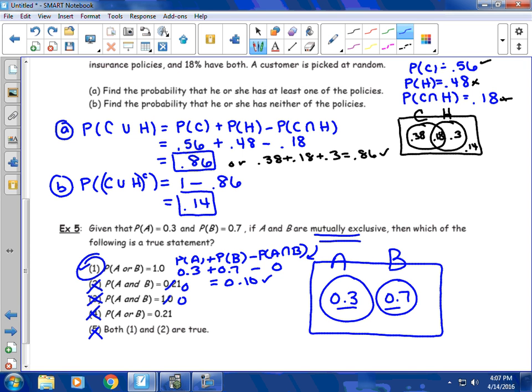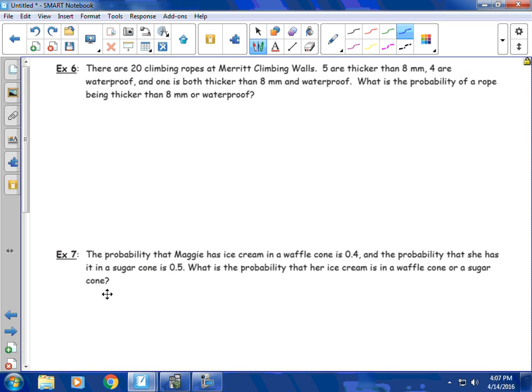All right, last page, last one. Oh, just kidding. There's 2 more, but they're short. There are 20 climbing ropes at Merritt climbing walls. 5 are thicker than 8 millimeters. 4 are waterproof, and 1 is both thicker than 8 millimeters and waterproof. What is the probability of a rope being thicker than 8 millimeters or waterproof?